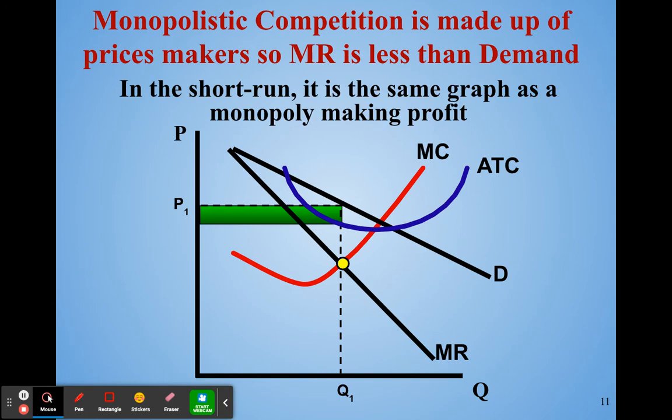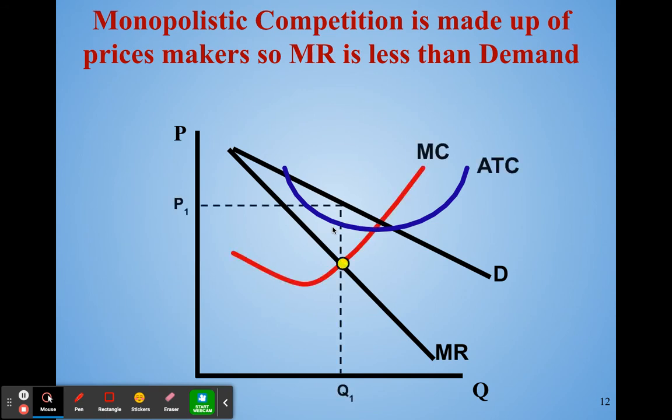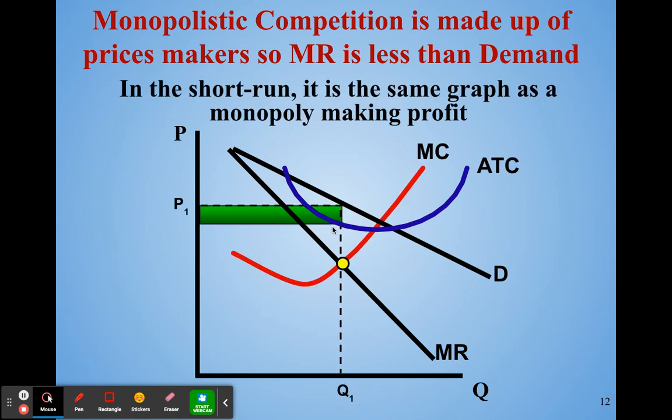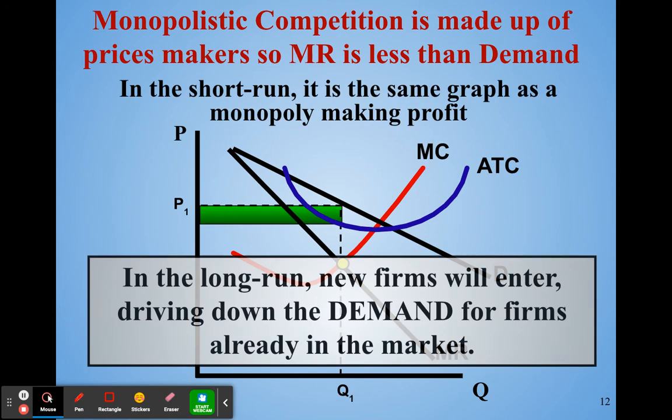So when you come in on the next class and I say, all right, everybody get out a sheet of paper, draw a monopolistically competitive firm in the short run, you're going to draw it just like this. You're going to draw your monopoly, downward sloping demand curve, downward sloping marginal revenue curve, and a profit. Okay, so it has that profit.